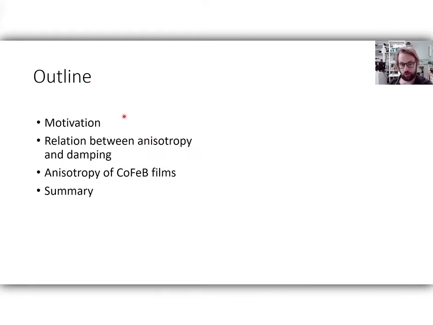First, I will tell you about our motivation to conduct those studies. And this motivation is in fact a relation between anisotropy and damping and other surface phenomena which occur in thin film systems. And of course I will show you how the anisotropy of these cobalt iron boron films looks in the vicinity of gold.